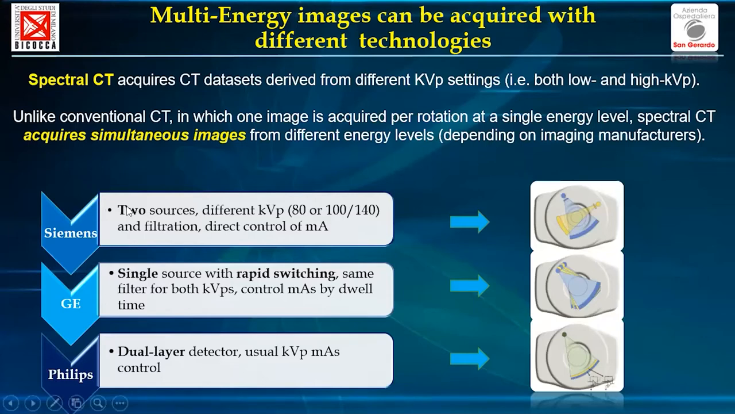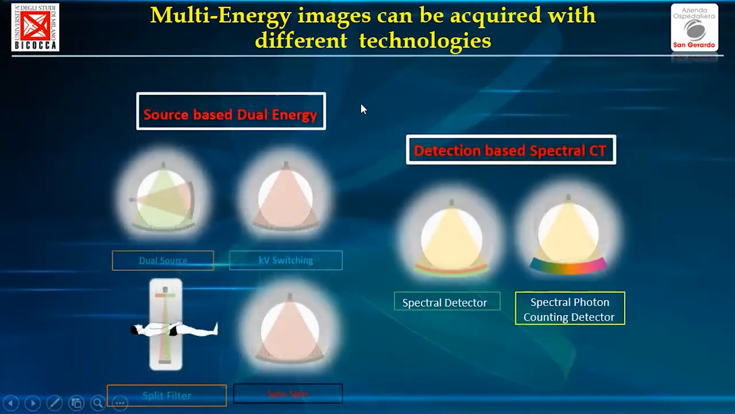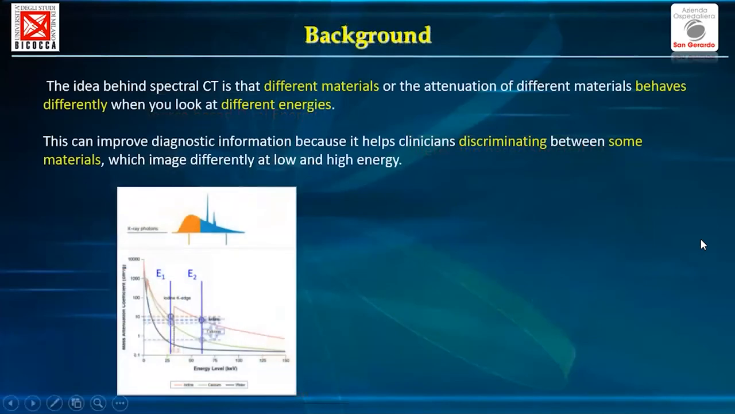Usually Siemens uses the dual source approach with 80 or 100 kV and 140 kV energetic levels. GE uses the so-called rapid kV switching, high and low at the same time, while Philips uses the dual layer detector, so it uses the detector to derive the energetic level. But in the simplest definition, we have two great families of CT scanners: those that use the tube to create two different energetic levels, which we call source-based dual energy, and those with detector-based energetic levels, where the separation of the analysis happens at the level of the detector.